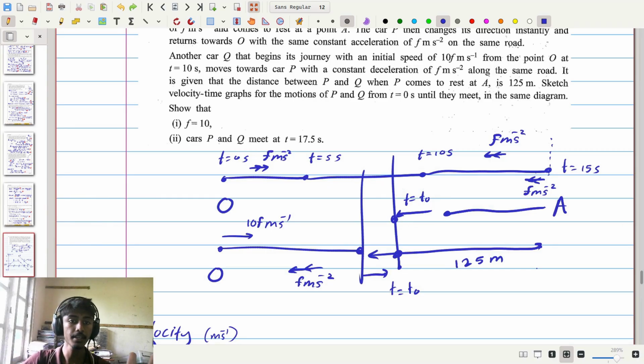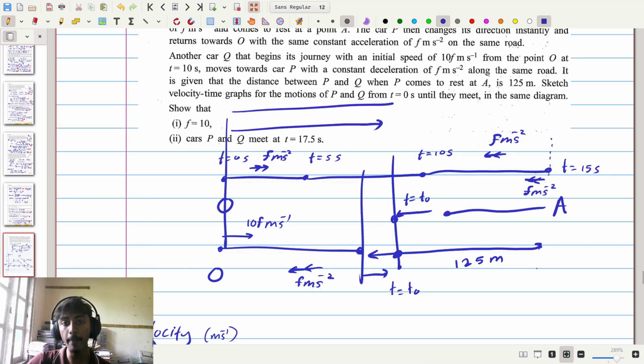Now according to that, if we consider displacement of car P and car Q from the point O on the road, at time t equals t0, both of them should have the same displacement from the point O at time t equals t0. Now according to that, if we consider the velocity time graph and consider in that context, the total assigned area under the velocity time graphs of both the motion of car P and the motion of car Q must be equal to each other at time t equals t0.